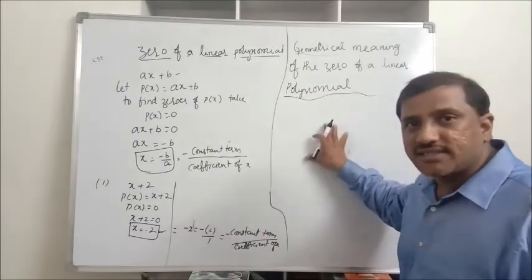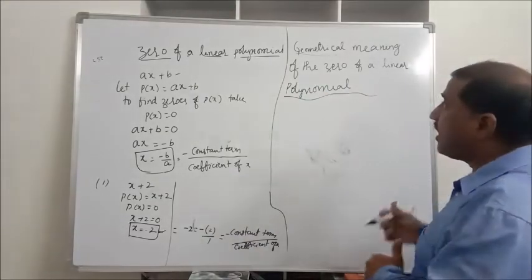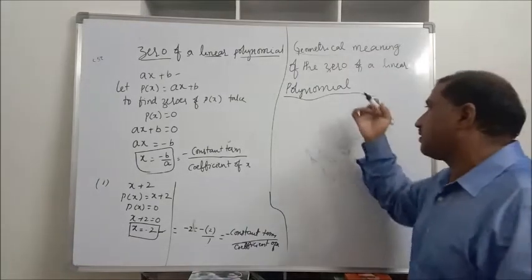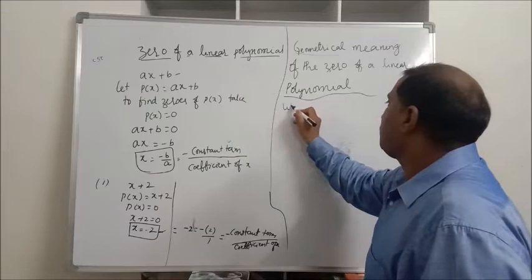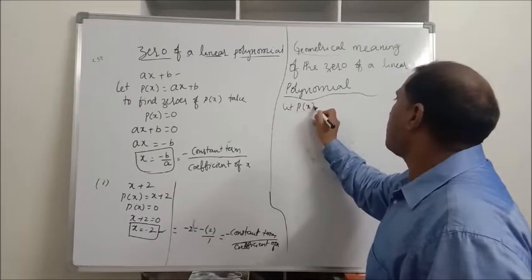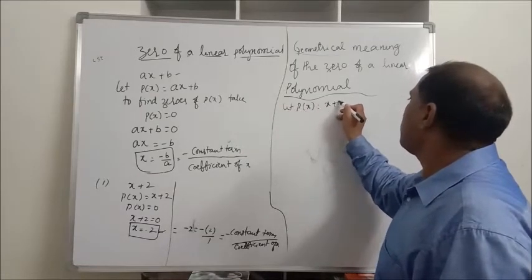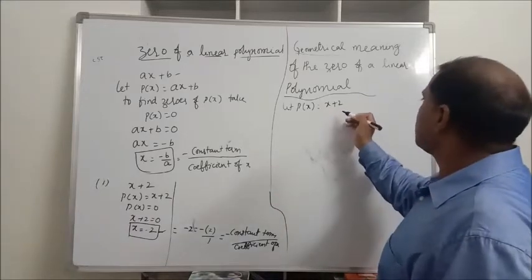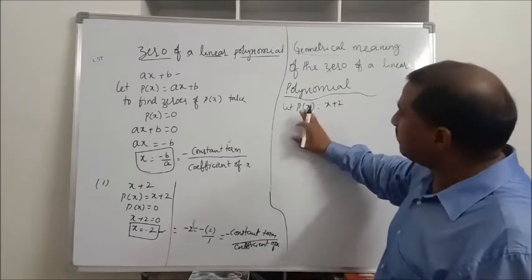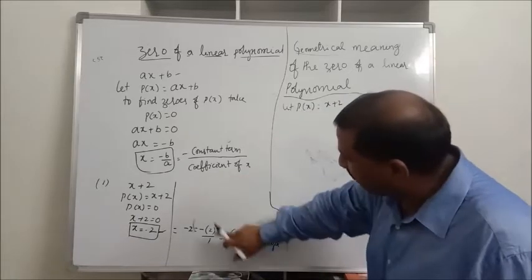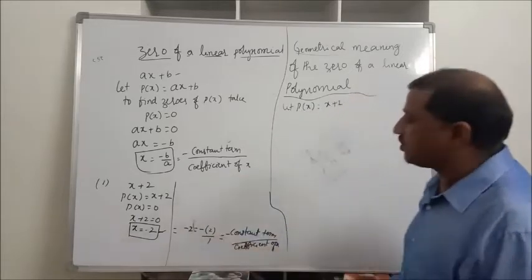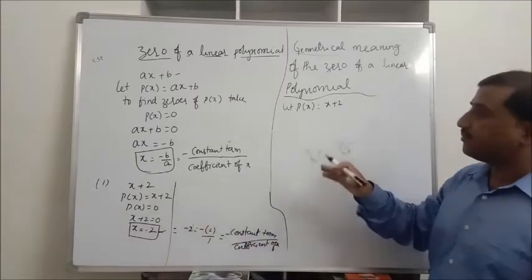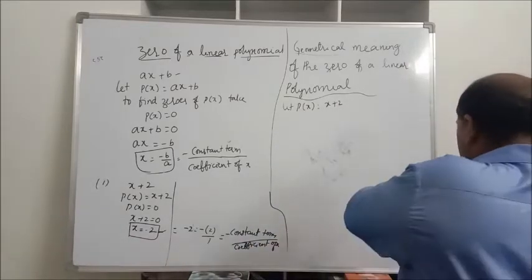We have come across this in the 9th standard, that is, drawing or constructing graphs for linear equations in 2 variables. So let p of x is equal to, I am taking one example, x plus 2. How do we find its zeros? By using the algebraic method we got minus 2, which is the zero of the polynomial x plus 2.